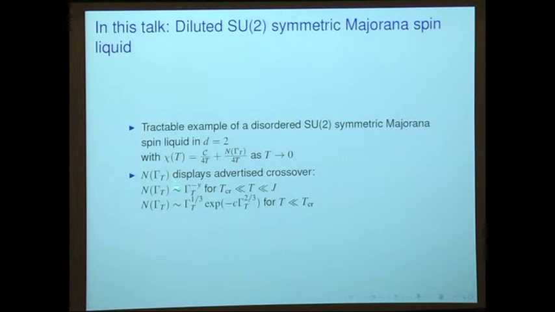It goes from being a power law at intermediate scales, temperatures much less than J but much bigger than some crossover temperature, to being a stretched exponential, basically. And I'll tell you why this crossover is an interesting thing from the point of view of Anderson localization in the bipartite random universality class. So that's what I hope to convince you of.